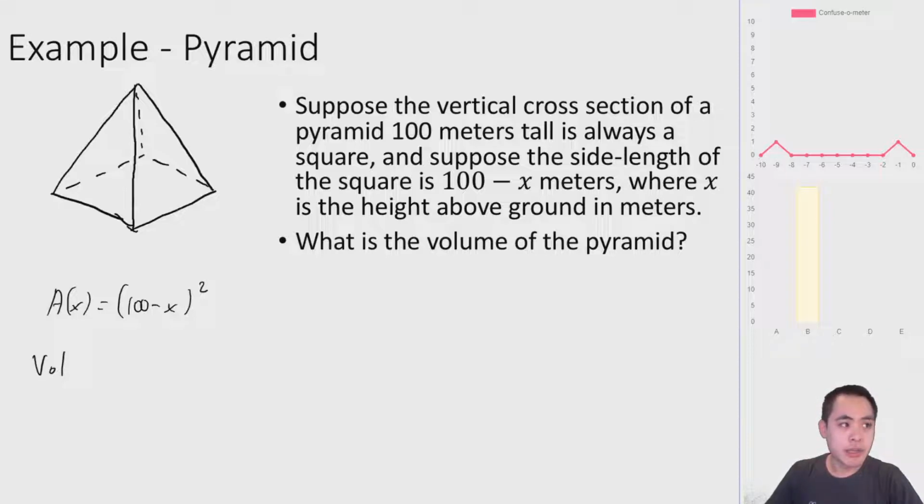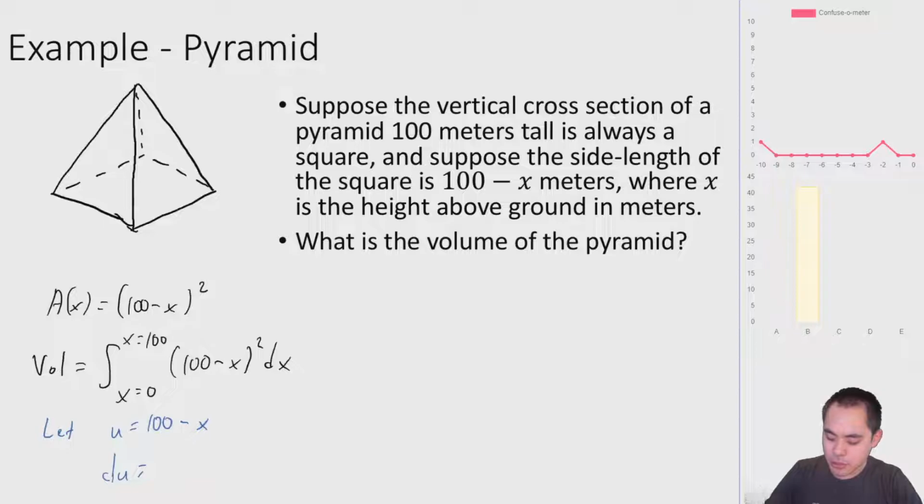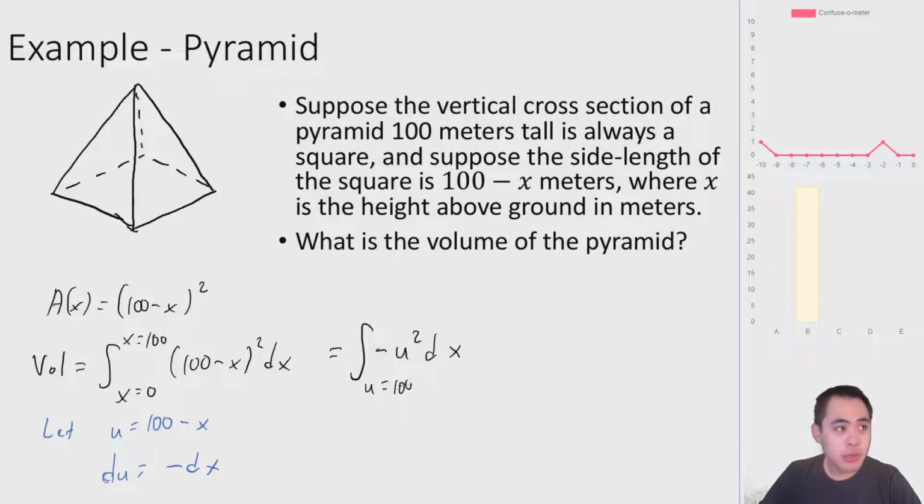And therefore, we know that the volume is equal to the integral from x equals 0 to x equals 100, since that's the height above ground, of (100 minus x) squared dx. And there are a couple ways of doing this. You can do this directly. I'm going to use a u substitution just because that makes life a little bit easier. So I'm going to let u be equal to 100 minus x. Then du is going to be equal to minus dx. And once we've done this, we can substitute this in. This is the integral of u squared, and the du is minus dx, so this is minus u squared du for u equal to 100 to u equal to 0.